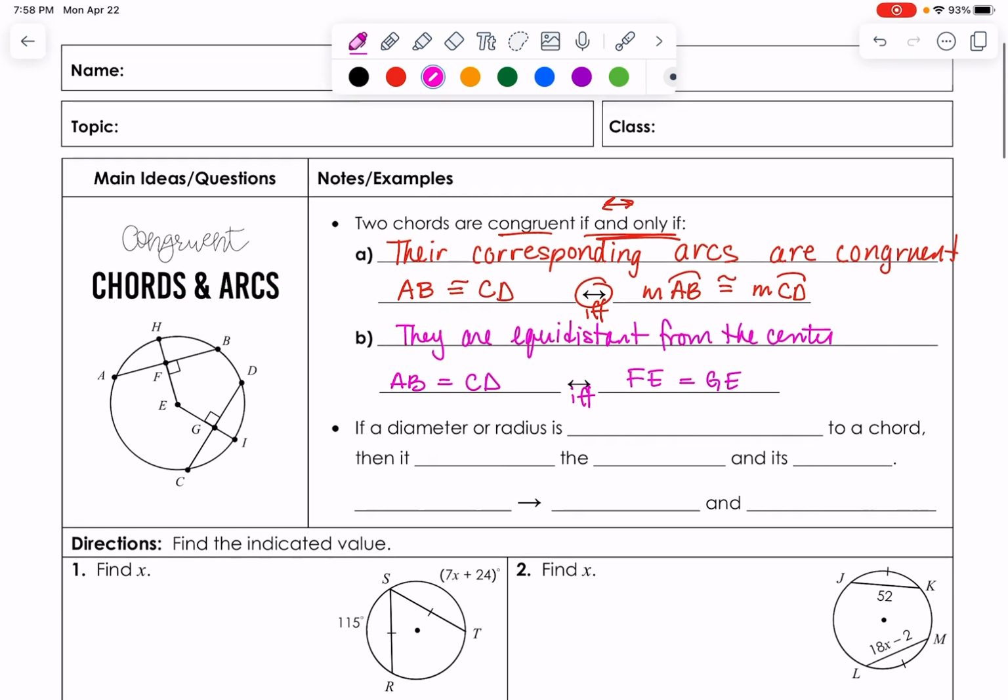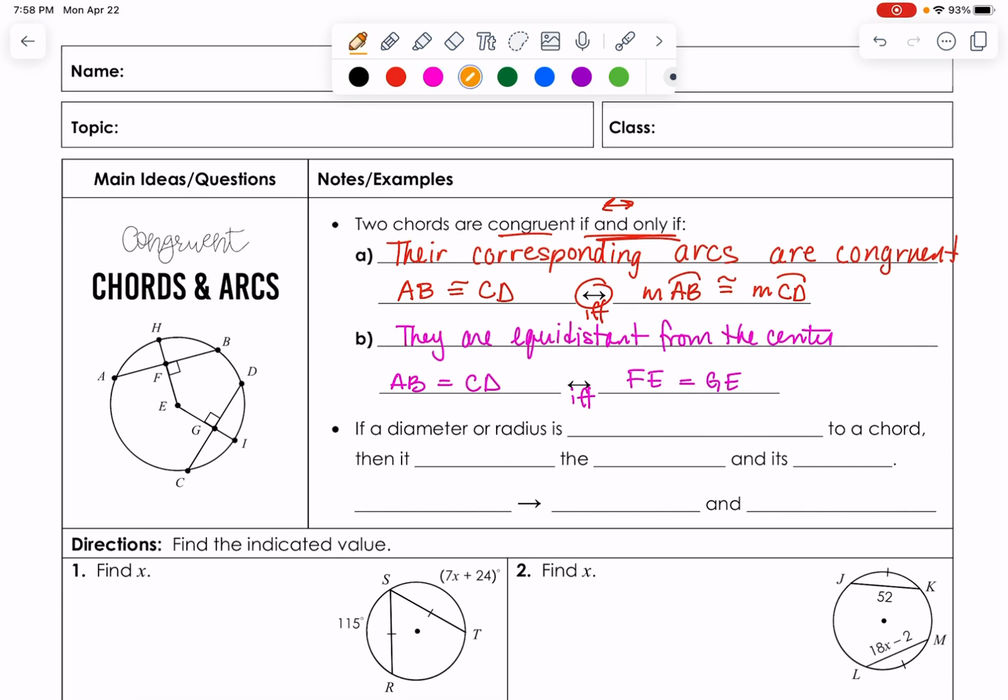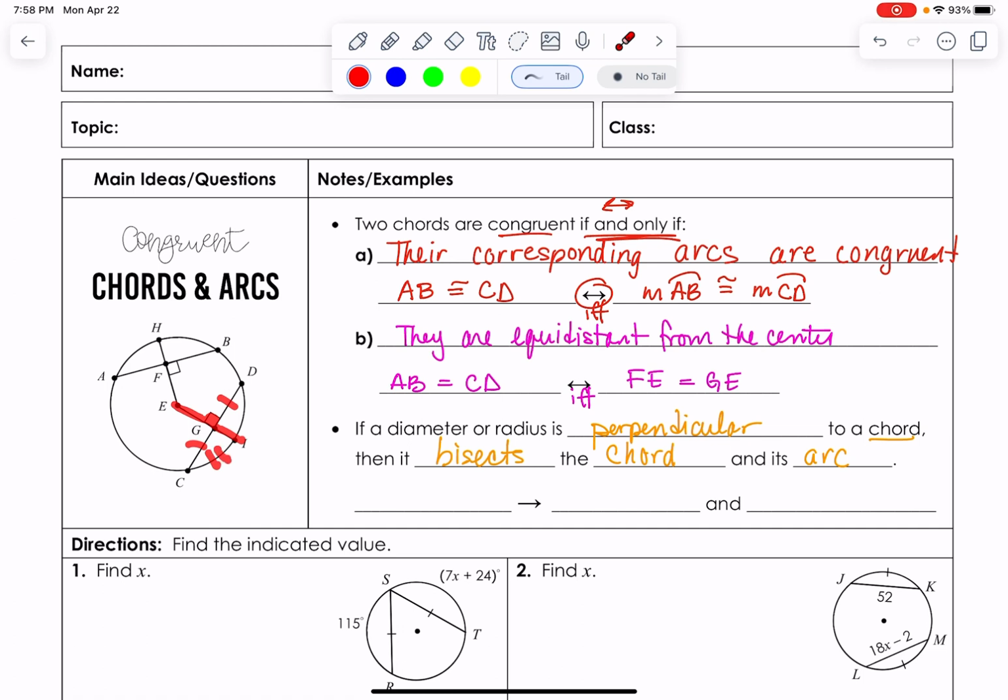If a diameter or radius is perpendicular to a chord, so if you look at EI, that's a radius, and it's perpendicular to the chord CI, then it bisects the chord and its arc. That means that since this is perpendicular here, these pieces are congruent and these pieces are congruent, because bisects means cut into two equal pieces.